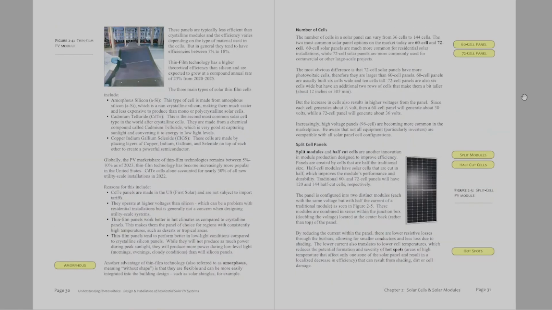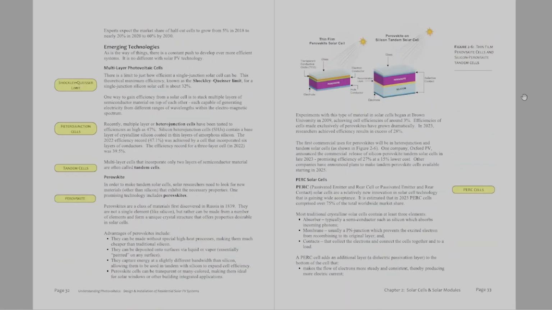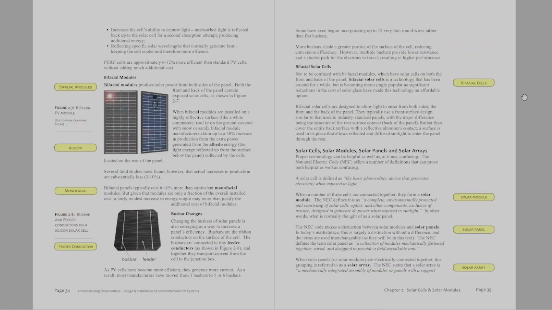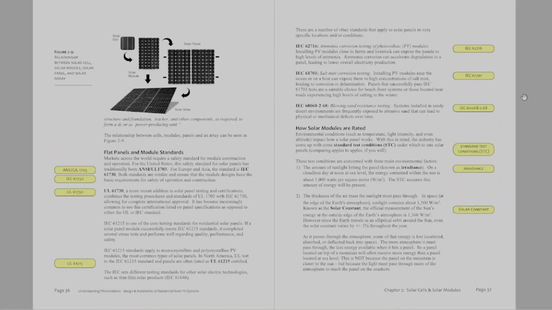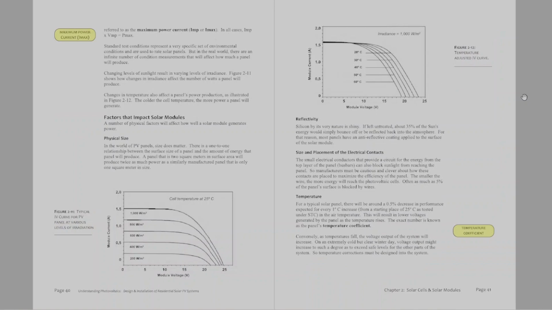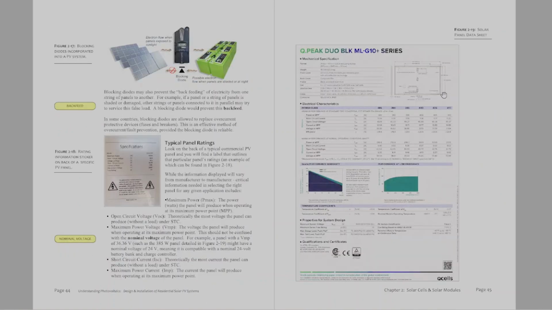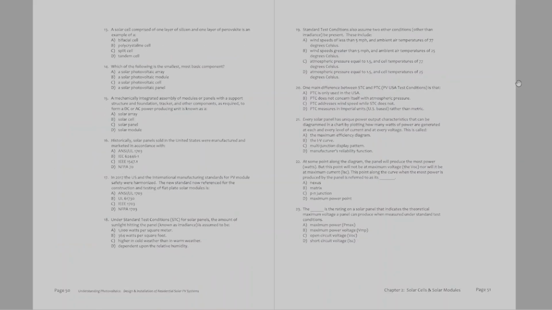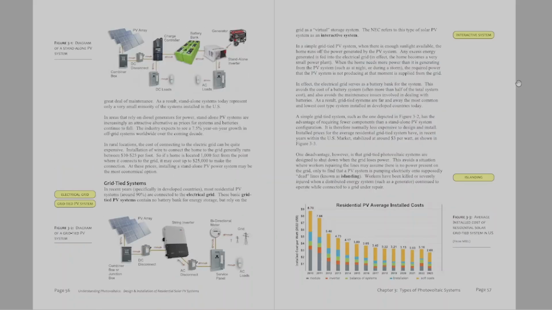Then chapter 2 on the solar cells, and you'll see that we do a lot of illustrations, because a picture's worth 1,000 words. So we get into the IV curves. We do look at specific examples of spec sheets and what you would be looking at there. And we'll just wander through.